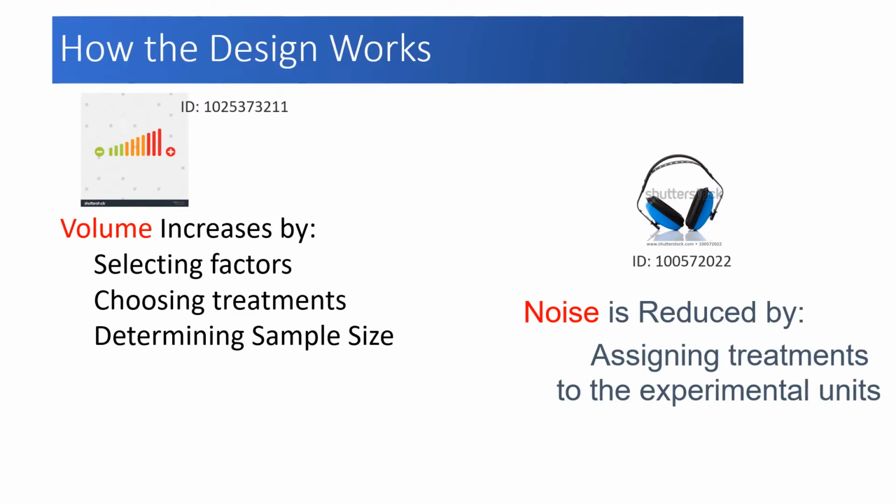How does the analysis of variance design work? Volume, which is defined as information, is increased by selecting the factors, choosing the treatments, and determining the sample size. Then our error, or noise, is reduced when we randomly assign the treatments to each subject.